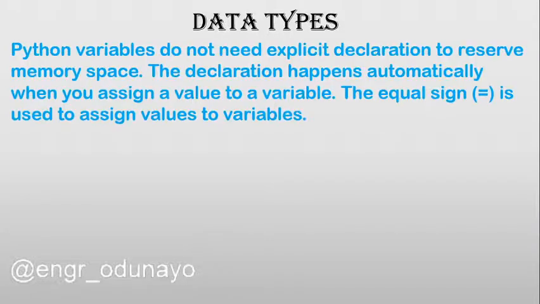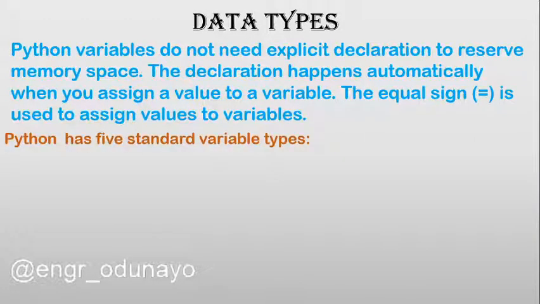In this section, we'll be looking at data types. What are the different types of data that Python accepts? For many programming languages, you have to define the kind of data you want to store. But in Python, it automatically assigns the type of the value to the variable. And as I said in the previous series, the equal sign is used to assign values to variables.